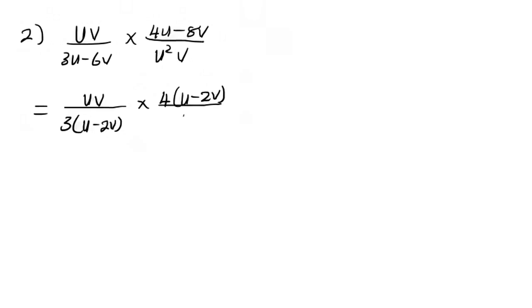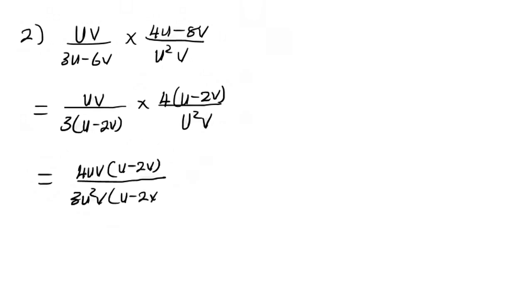All this is divided by u squared v. So when factoring out, make sure that whatever you factor out is a common factor between the given expression. Alright, so let's begin to multiply. When you multiply that, you're going to have 4uv into bracket u minus 2v, all this being divided by 3u squared v into bracket u minus 2v.